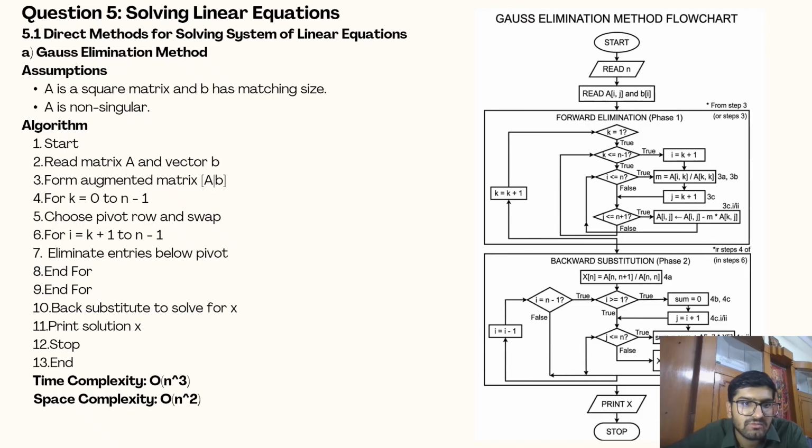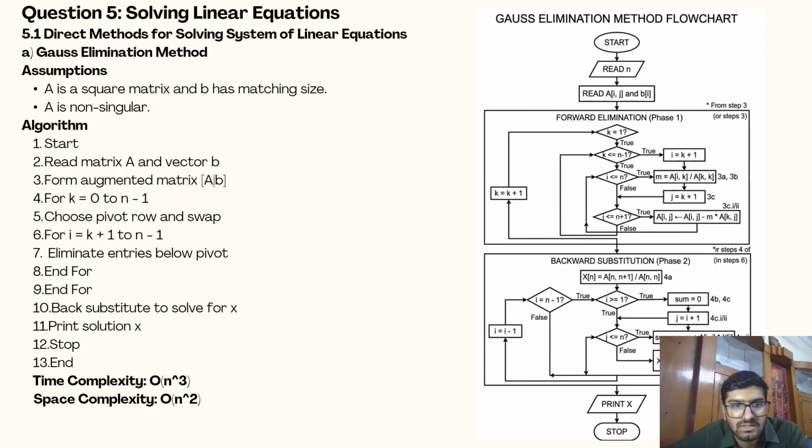Read the values of matrix A and vector B for the augmented matrix A, B. For loop for k equals 0 to n minus 1: choose the pivot row and swap. Then for i equals k plus 1 to n, another loop starts, eliminating all the entries below the pivot. After that, end the for loop for i and then end the for loop for k.